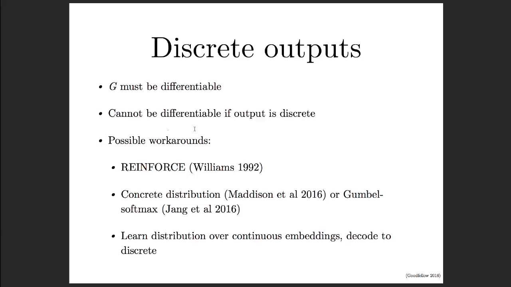You can imagine a few ways around this. One is you could use the REINFORCE algorithm to do policy gradients and use that to train the generator network. There are also the recently introduced techniques based on the Gumbel distribution for doing relaxations that allow you to train discrete variables. Or finally, you could do the old-fashioned thing that we used to do.